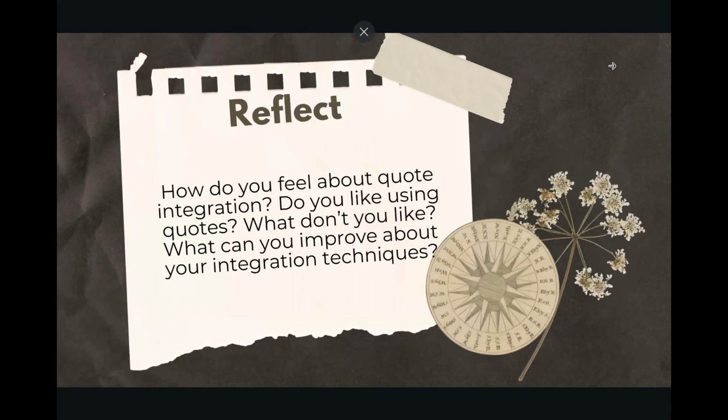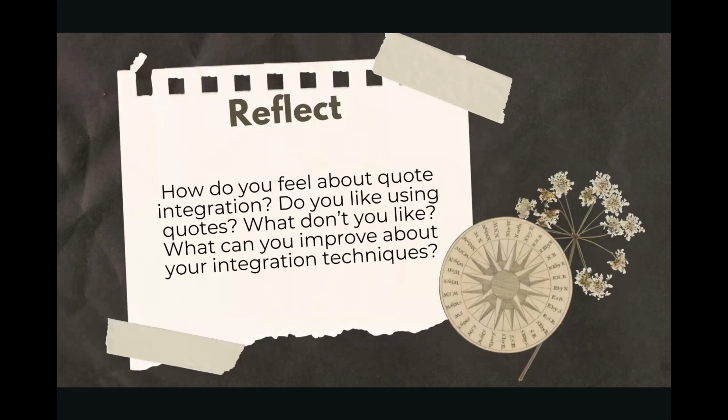So first, before we dive into a few examples, take time to reflect on your experience with quote integration. How do you feel about it? How do you feel about your ability to integrate quotes and to cite them correctly? What don't you like about using quotes? And also, what can you improve about your integration techniques? Maybe you want your sentences to have a better flow. Maybe you want to make sure that you're citing correctly. Try to keep these in mind and try to work on improving them. Keep on the lookout for new tips throughout this presentation.